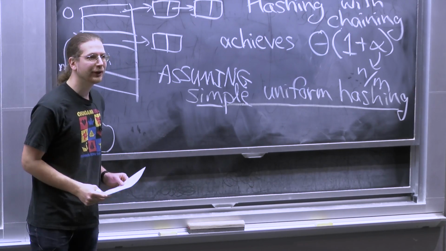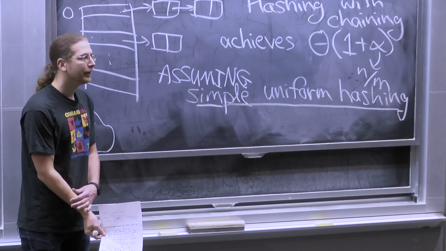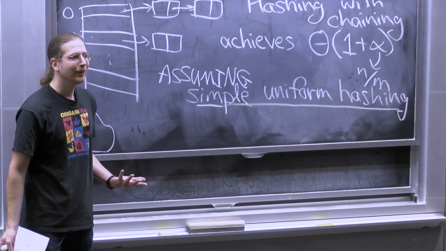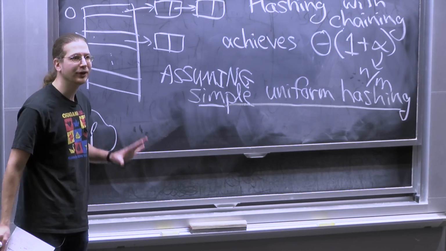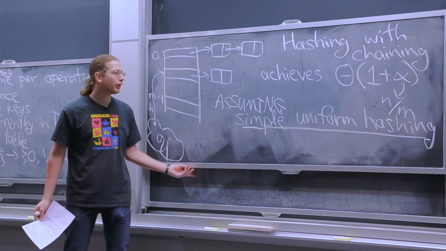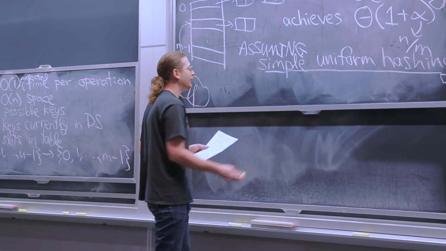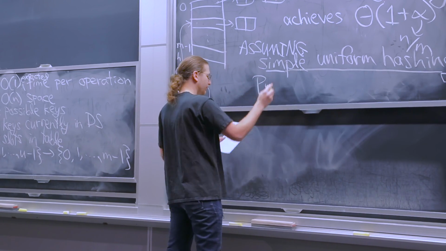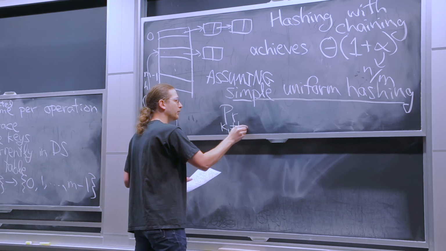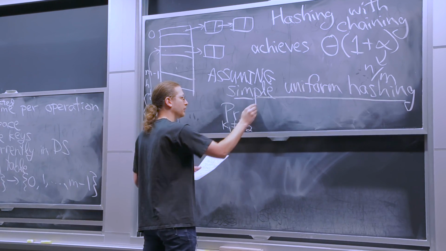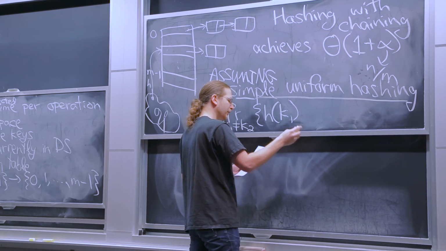Simple uniform hashing is an assumption, I think invented for CLRS. It makes the analysis very simple, but it's also basically cheating. So today our goal is to not cheat. It's nice as a warm-up, but we don't like cheating. So you may recall the assumption is about the hash function. You want a good hash function.